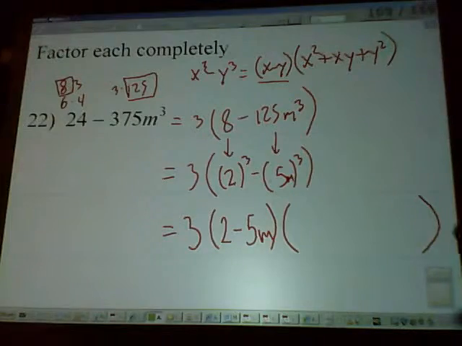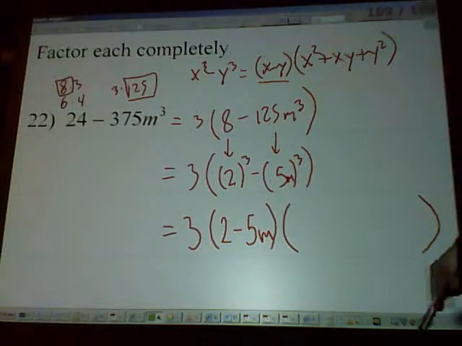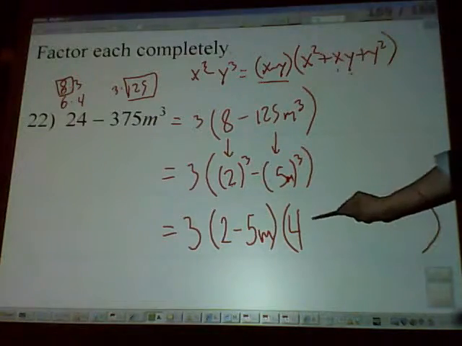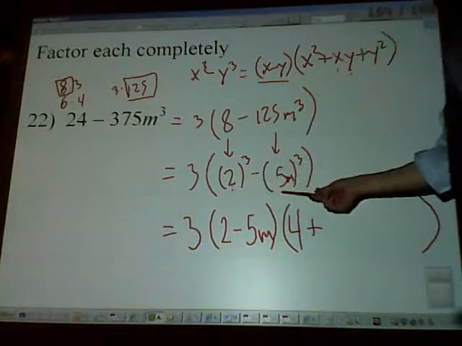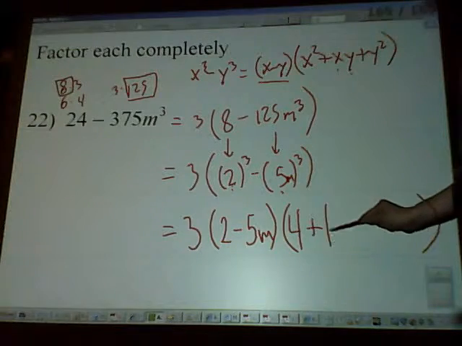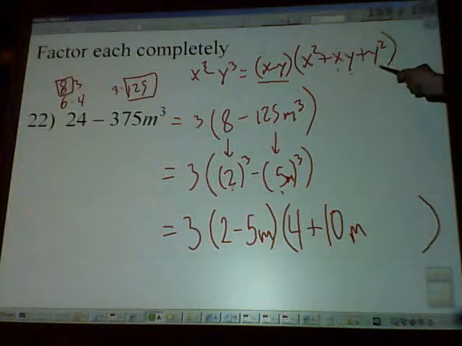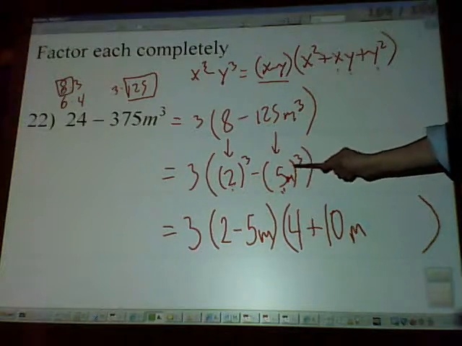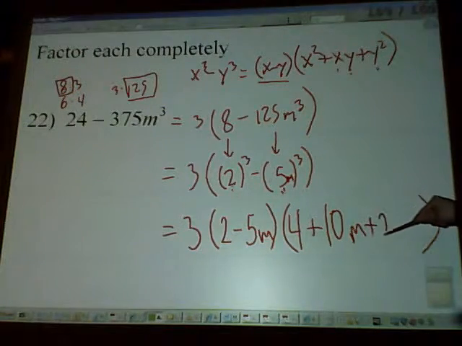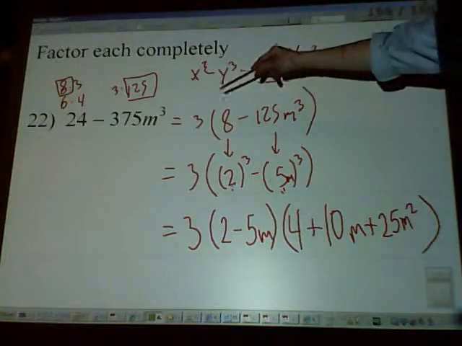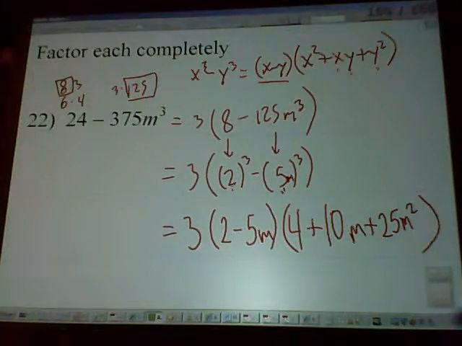Be careful, all right? Now we got to do x squared, and x is 2. So what's 2 squared? That's 4. And now we do x times y. So put a plus and multiply these two numbers together. So 2 times 5m is 10m. And the last thing is to square y. So our second number, we square 5m, and that makes 25m squared.